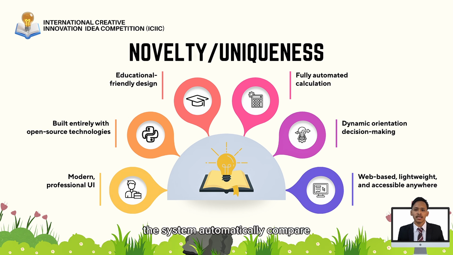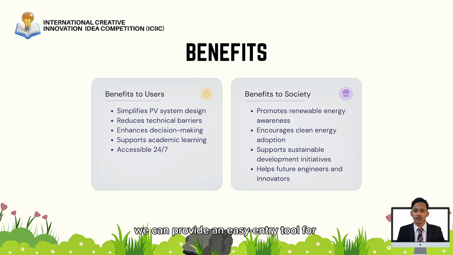The system automatically compares landscape and portrait orientation and identifies the best orientation that has the highest number of installable modules. No installation required, works on any device via browser. The dashboard includes a welcoming interface, fixed background, structured style and clean layout. Using Python, Streamlit and GitHub, we can provide an easy entry tool for PV system.